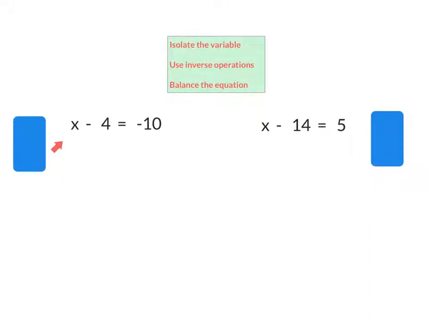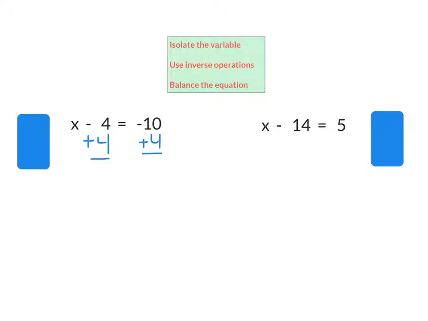Okay, in my next example, I have x minus 4 equals negative 10, and I'm going to isolate my x on the left side of the equation by getting rid of the 4 that is with it. And the inverse operation of subtraction is addition, so in this one I'm going to add a 4 to both sides of my equation, and that is going to keep my equation balanced.